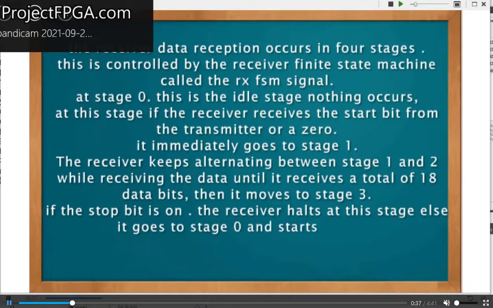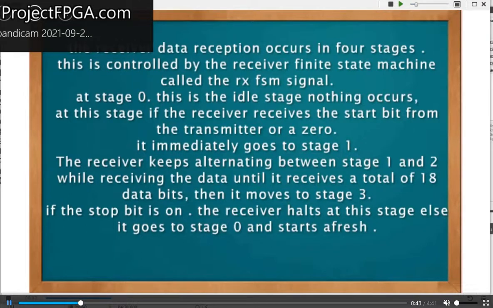At stage 3, if the stop bit is on, the receiver halts at this stage and nothing happens. Else, if it's off, it goes to stage 0 and continues data reception from the beginning.